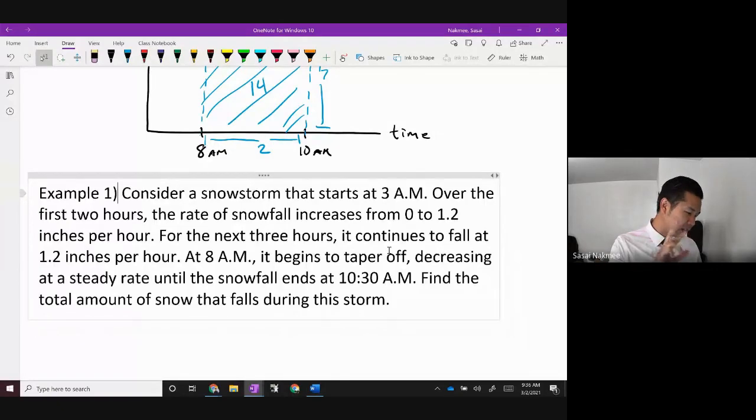It's 2 hours after 3 a.m., so I think it's like 5 a.m. And then it travels like that all the way up to 8 a.m. And then after 8 a.m., it begins to taper off, meaning the rate starts to decrease at a steady rate until the snowfall ends at 10:30. Find the total amount of snow that falls during this storm.